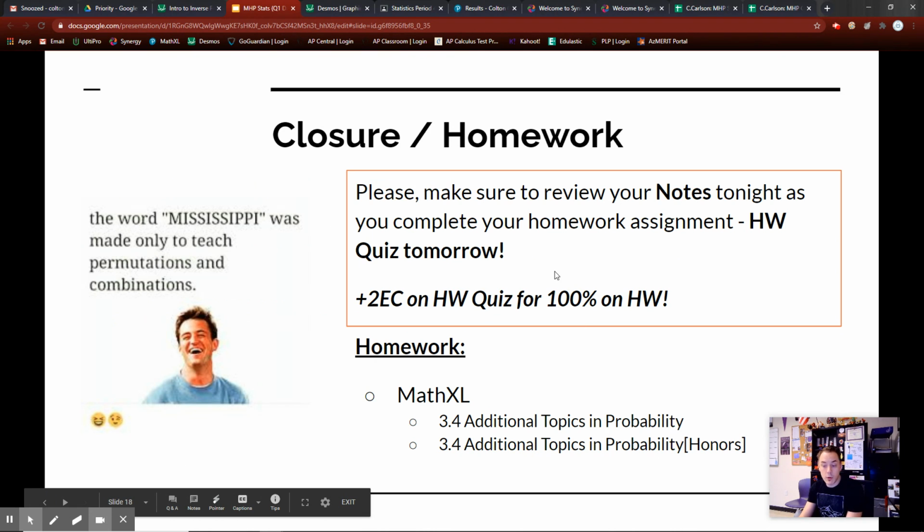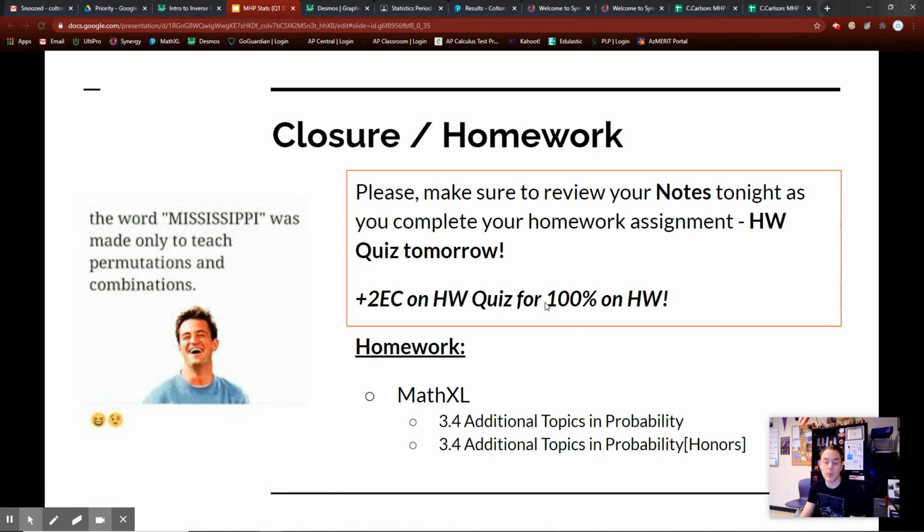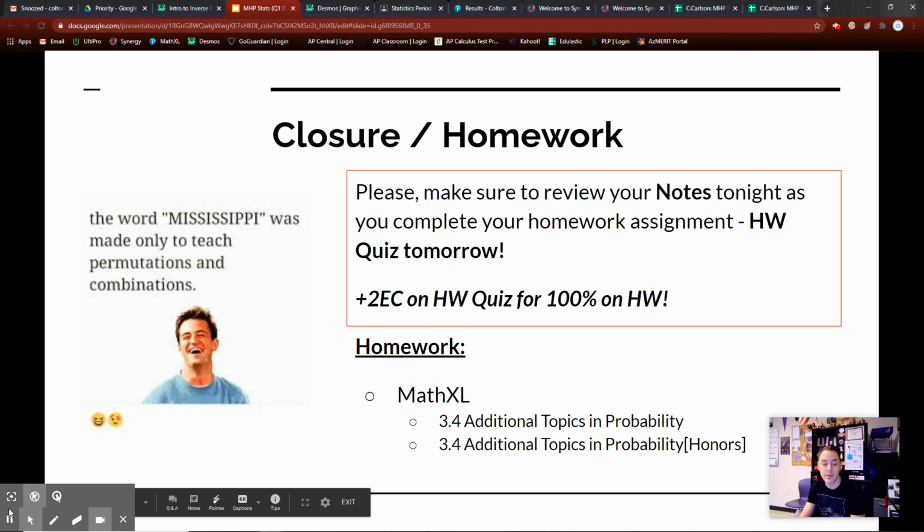Now, you will have a homework quiz tomorrow, but that's the only homework quiz that you'll have this week. 3.4, go through Math Excel, additional topics in probability. If you guys have any other homework, please let me know. I will be collecting these notes this week, so make sure you're writing down your notes.